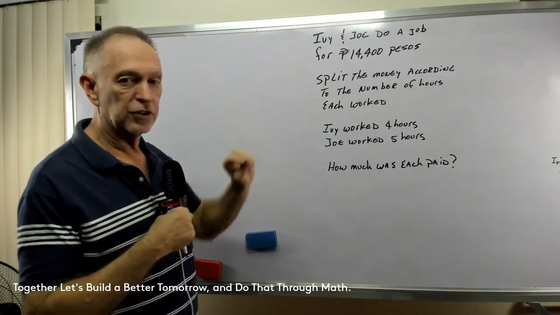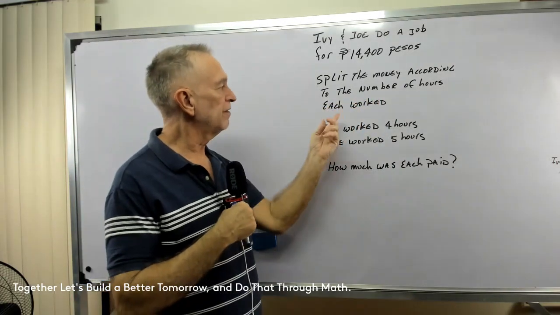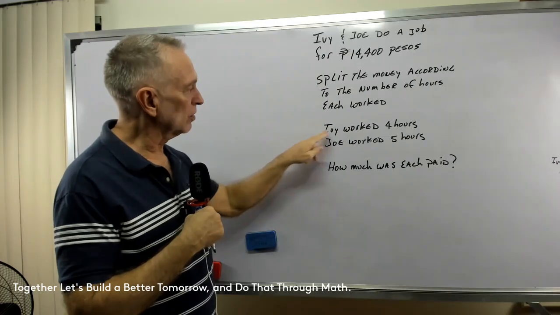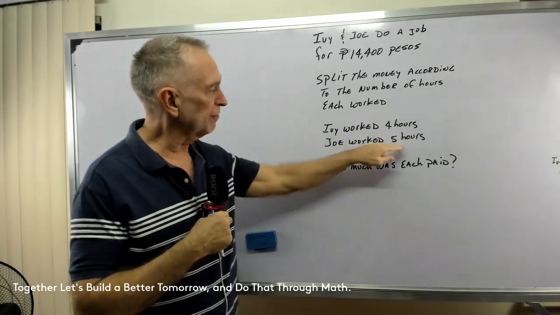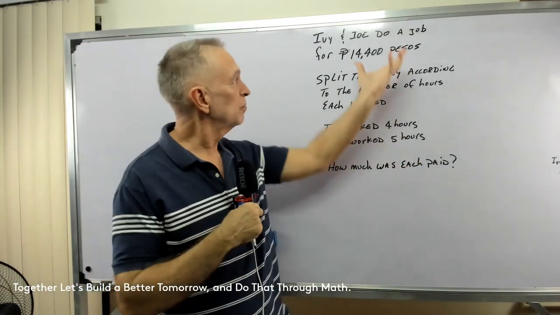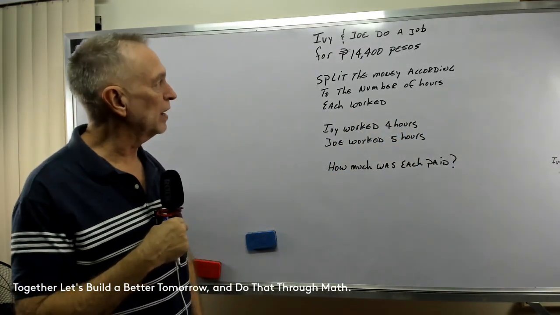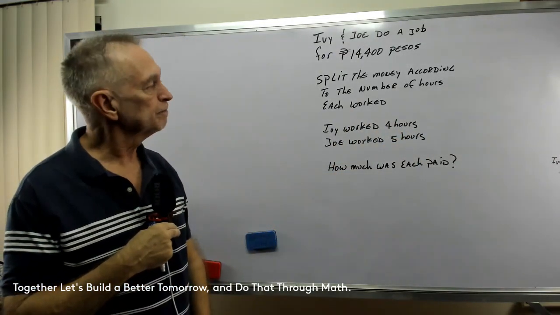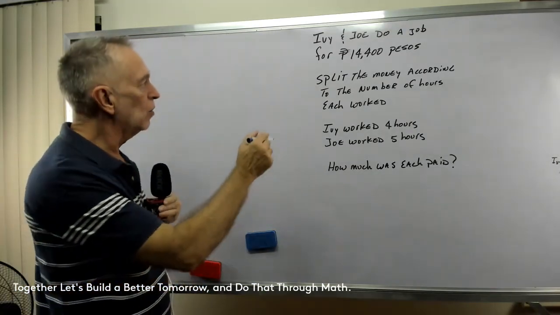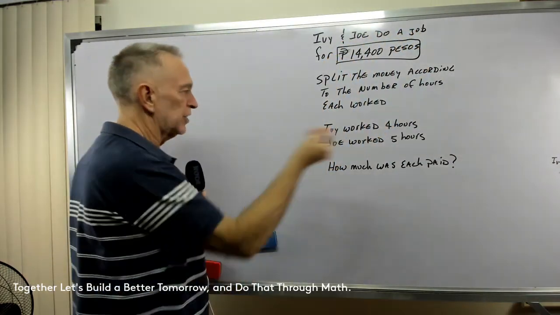Now their intentions were to split the money according to the number of hours each worked. Okay, now Ivy worked 4 hours, Joe worked 5 hours. How much money was each one of these workers, Ivy and Joe, how much money did they receive from that 14,400?